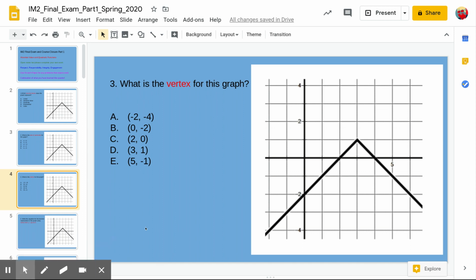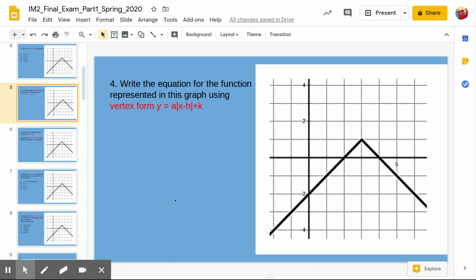What is the vertex for this graph? A, -2, -4, B is 0, -2, C is 2, 0, D is 3, 1, and E is the point 5, -1. All right, now I want you to write the equation for the function represented in this graph using vertex form. So that's y equals a times the absolute value of x minus h plus k.